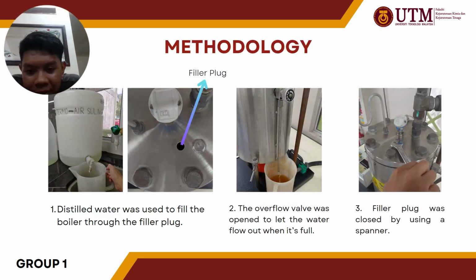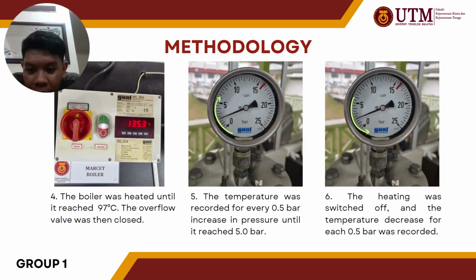Step 1. Distilled water was used to fill the boiler through the filler plug. Step 2. The overflow valve was opened to let the water flow out when it's full. Step 3. The filler plug was closed using a spanner. Step 4. The boiler was heated until it reached 97 degrees Celsius. The overflow valve was then closed.